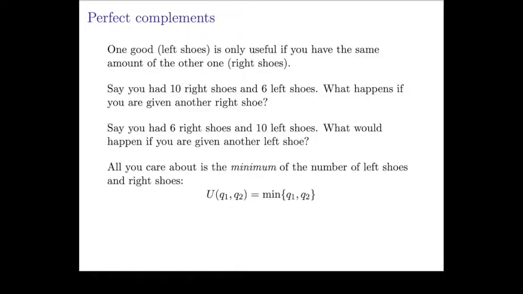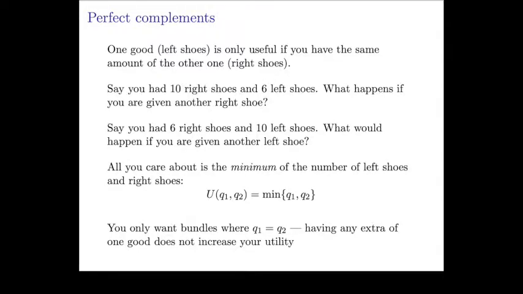So what you care about is the minimum of the number of left and right shoes that you have, because that's the number of pairs that you could put together. So if you have 10 right shoes and 6 left shoes, then you have 6 pairs. You have 6 right shoes and 10 left shoes, you still have 6 pairs. So your utility is the number of pairs of shoes that you have. So left shoes and right shoes are perfect complements.